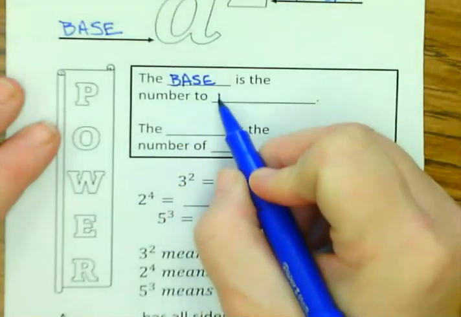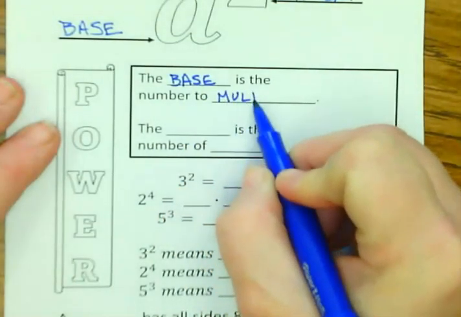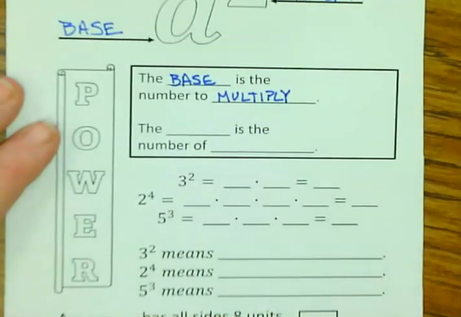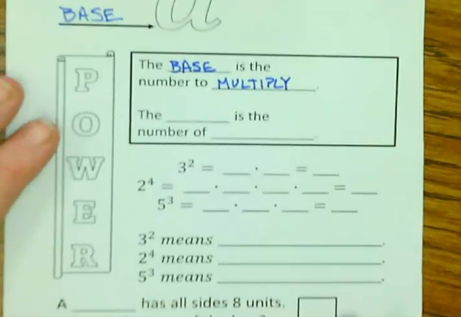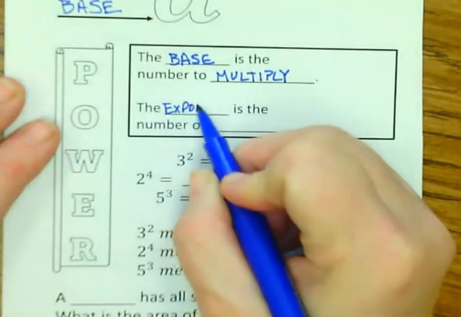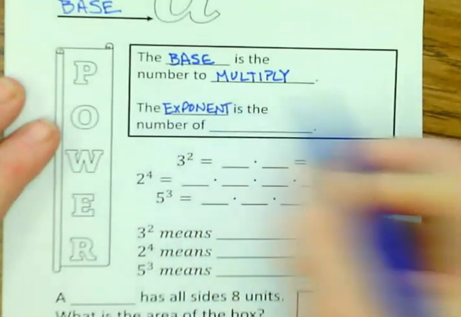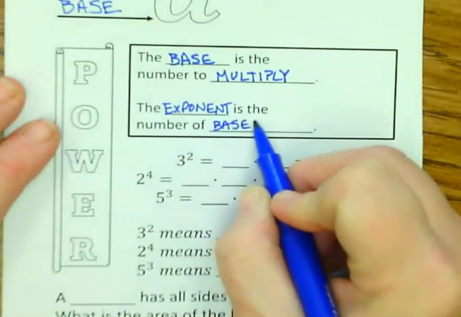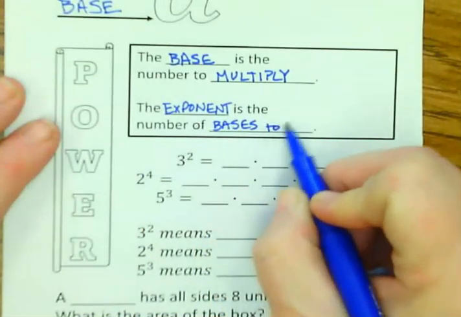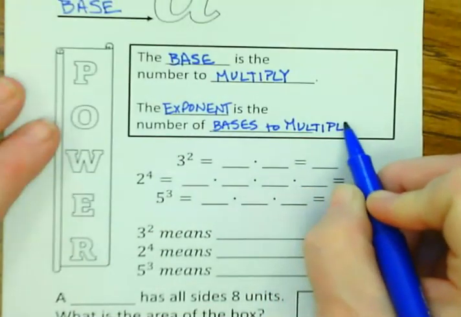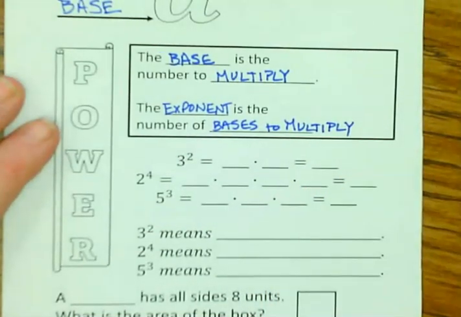The base is the number to multiply. It's all about the base. Just multiply. And the exponent is the number of bases to multiply. Because again, it's all about the base. The base is the number that's important.